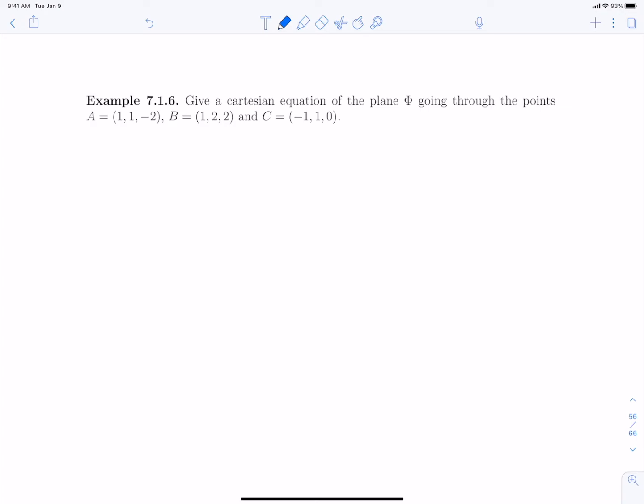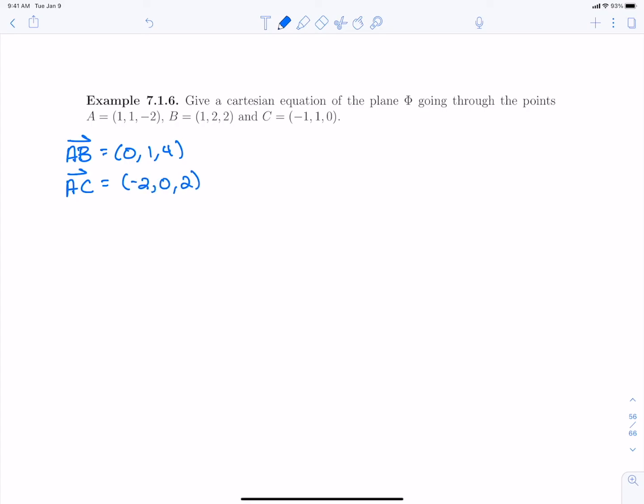So let's look at a quick example here. We're asked to give the Cartesian equation of the plane through points A, B, and C here. Now, you'll notice that A, B, and C here are the same as in the previous example we looked at. So there's a couple of things. We already know AB is 0, 1, 4. And we know that AC is -2, 0, 2.